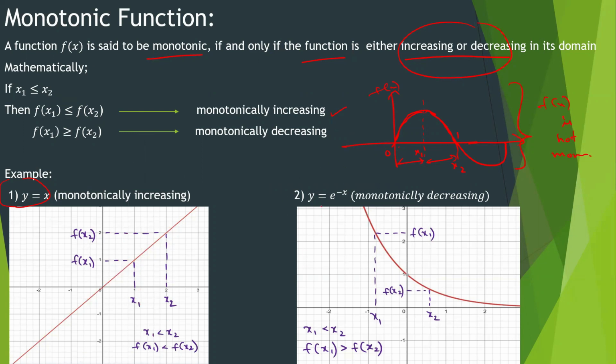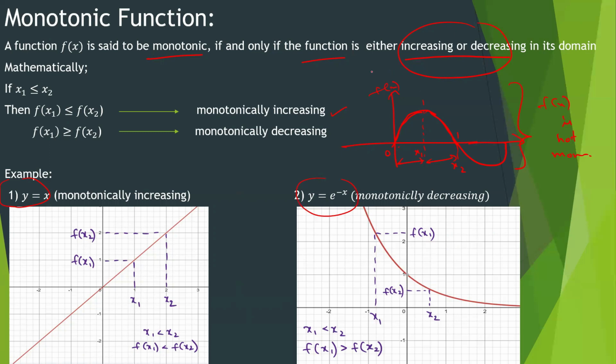If you take another example, that is y equals e power minus x, this is monotonically decreasing. So this is strictly decreasing, right? In order to be monotonically decreasing, if x1 is less than x2, my f of x1 is greater than f of x2. You can see this from the graph. Just keep in mind that if a function is strictly increasing or strictly decreasing in the entire domain, then it is said to be a monotonic function.